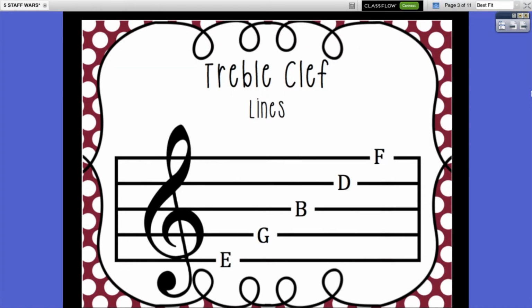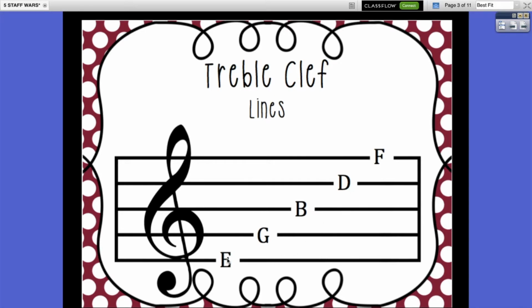Now we're going to take a look at a review of our treble clef lines and spaces. The reason we're going to do this is because we have a fun Star Wars game to go along with this activity. You might remember when we went over the lines in class, I had some funny poems. The first one goes, "Every good boy does fine on the line." That's the one we use the most because I like that fine and line rhyme.